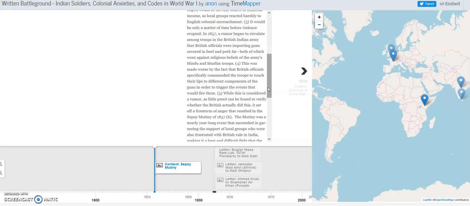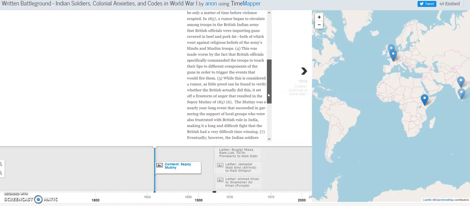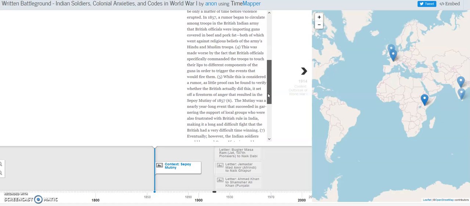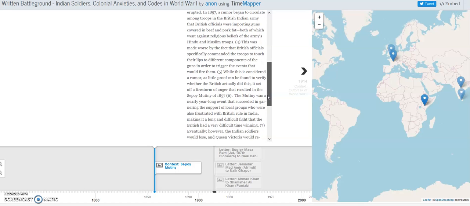While this is considered a rumor, as little proof can be found to verify whether the British actually did this, it set off a firestorm of anger that resulted in the Sepoy Mutiny of 1857. The mutiny was a nearly year-long event that succeeded in garnering the support of local groups who were also frustrated with British rule in India, making it a long and difficult fight that the British had a very difficult time winning.